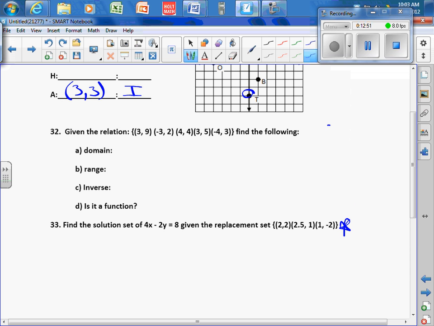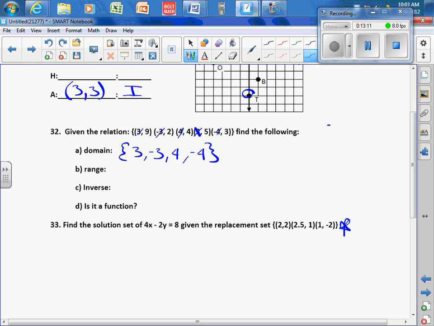The domain is 3, takes care of that one. Negative 3 takes care of that one. 4 takes care of that x. 3 I've already written down. Do not use it again. And then negative 4, that would be your domain.